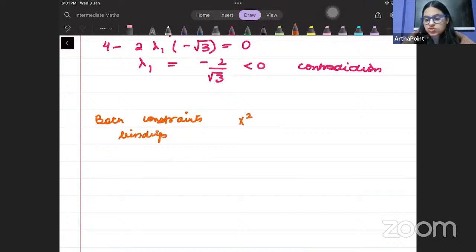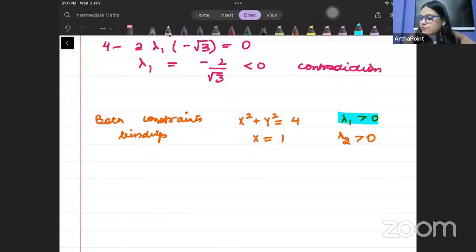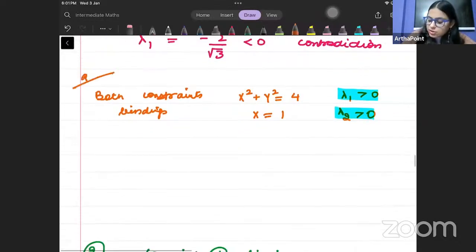But when both constraints are binding, x square plus y square should be 4, x should be 1, lambda 1 should be positive and lambda 2 should be positive. That condition is eliminated. I have eliminated this case because I am getting either lambda 1 negative or lambda 2 negative. Then I will start with case number 2.